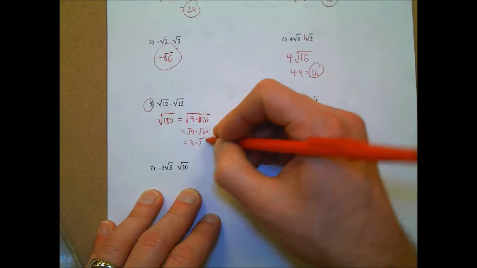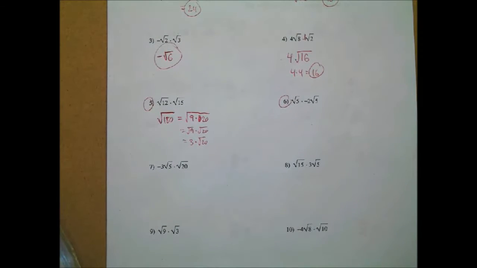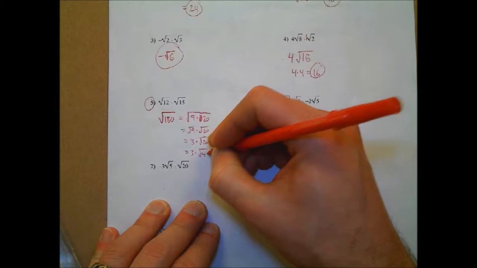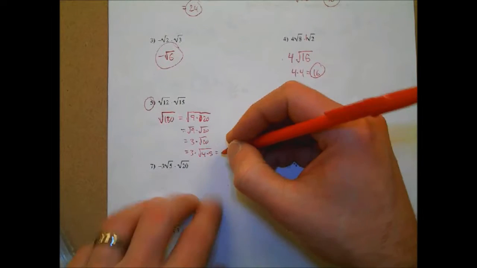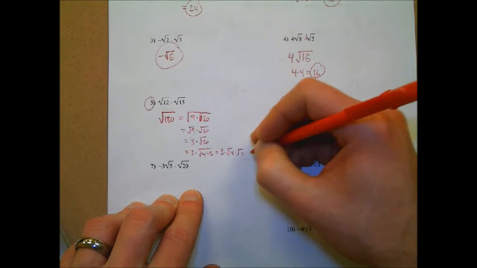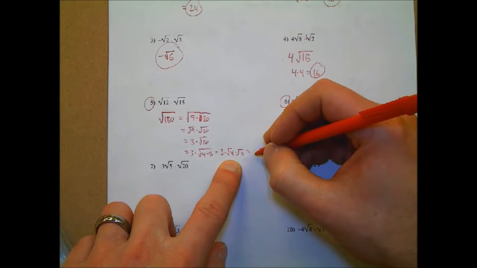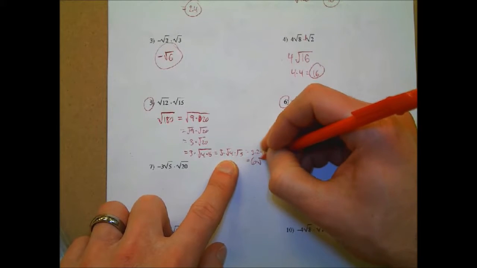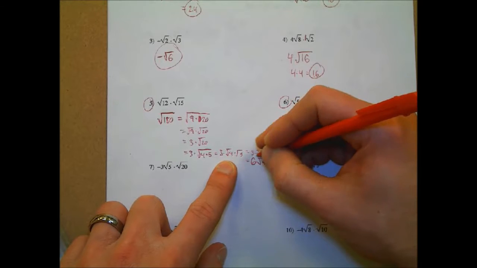All right, Daniel, is that the best we could do? No. Okay, what can we divide 20 by still? 4, yeah. And so we get 3 times the square root of 4 times 5. And then we'll break it up. So it's 3 times root 4 times root 5, which becomes then square root of 4 is 2. So it's 3 times 2 times the square root of 5, which is 6 square roots of 5. Okay, and so there's our answer.